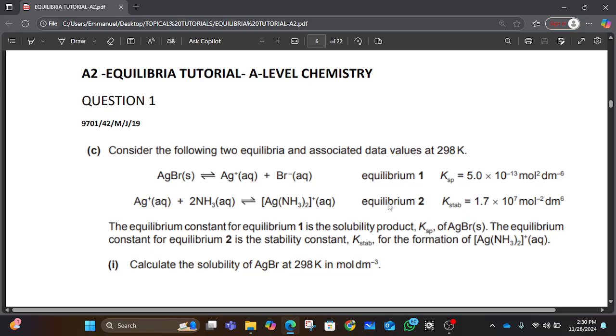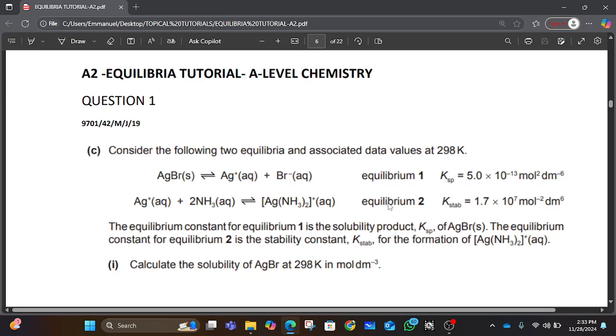The equilibrium equation 2 is Ag plus aqueous plus 2NH3 aqueous gives the complex Ag(NH3)2 plus aqueous. The K star value for this equation is 1.7 times 10 exponent 7 mole minus 2 decimeter 6. K star is the same as equilibrium constants. It is used in complex formation to measure the stability of the complex ion formed.